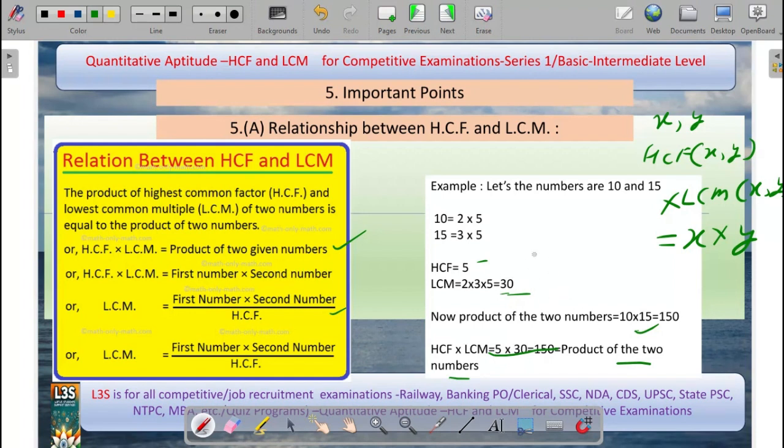The product of the HCF and LCM of two numbers is equal to the product of the two numbers.